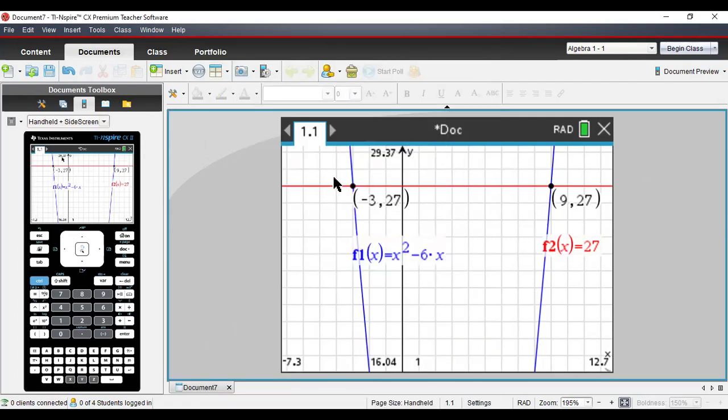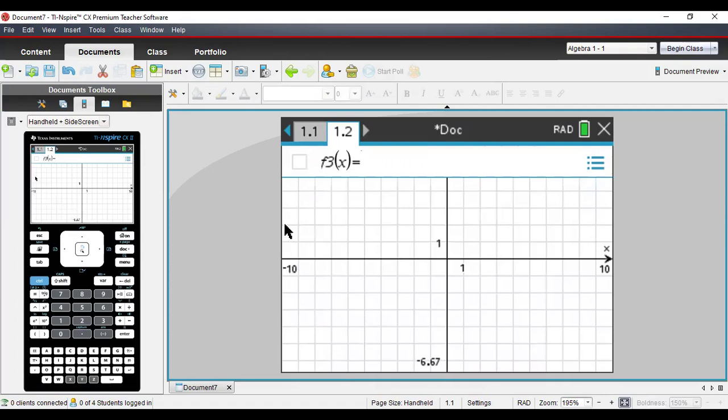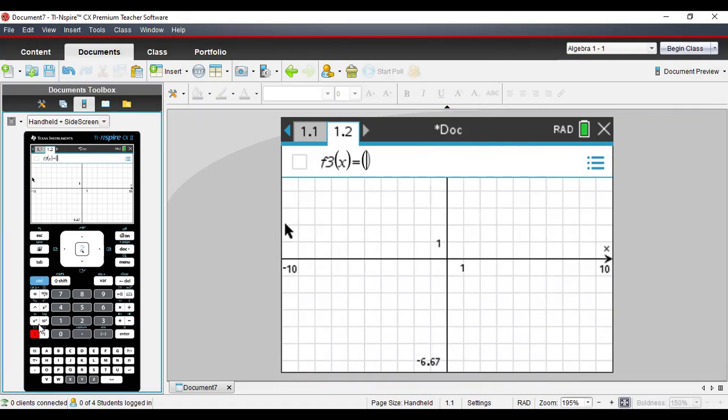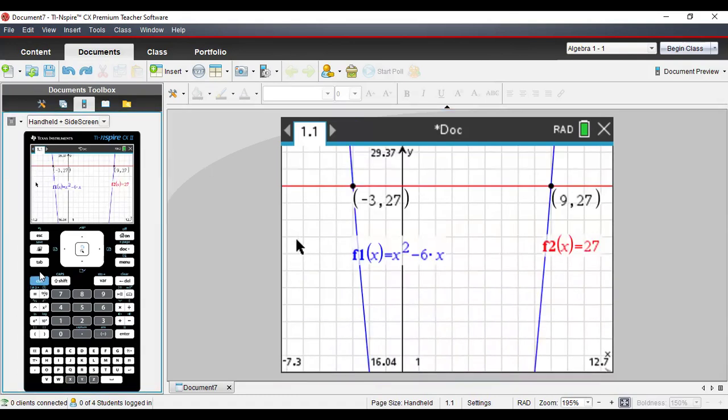So let's do it. I'm going to go here, go to the graph. I'm going to enter the first equation. So it's going to be parentheses x minus 3, parentheses squared. Oops, that was not good. Let me go Control Z. Let me try that again.